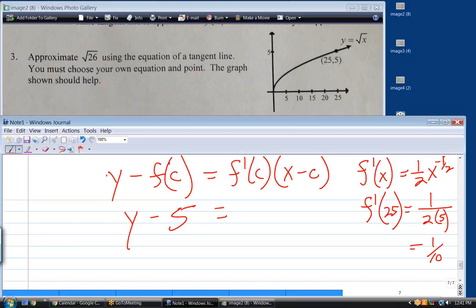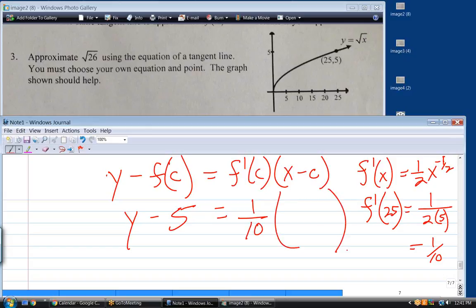Okay, so all I did was plug in 25 for x, took the square root of it, it came out to be 5. So that's how I ended up with 1 over 2 times 5. Okay, so the slope at this point, remember we're using the slope at this point, not the slope at this point. We're using the only slope we know how to get, which is this one. At that point, the slope is 1/10.